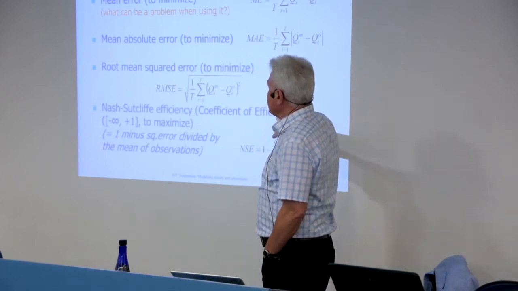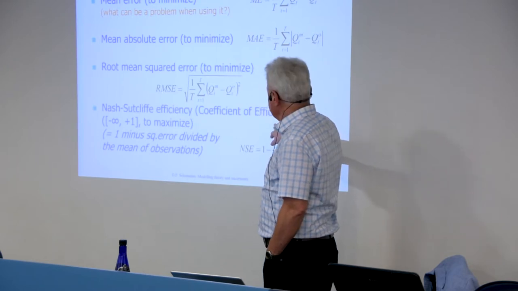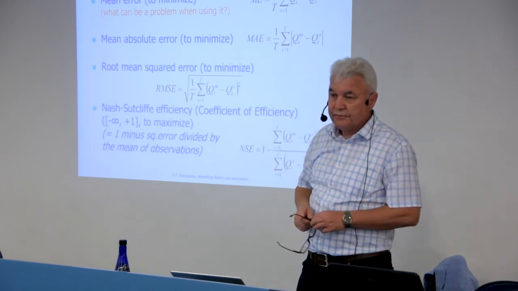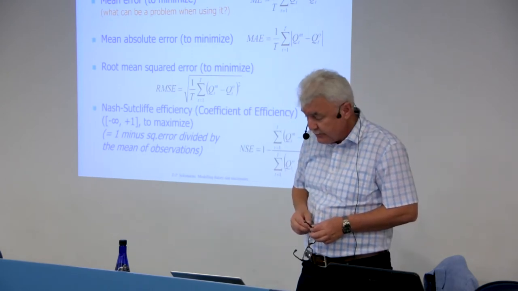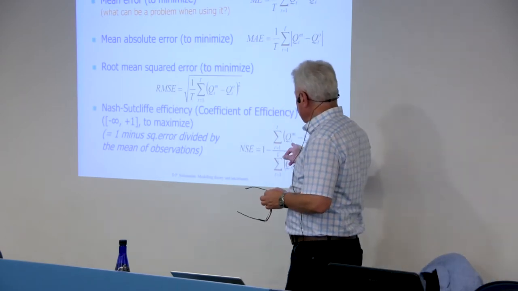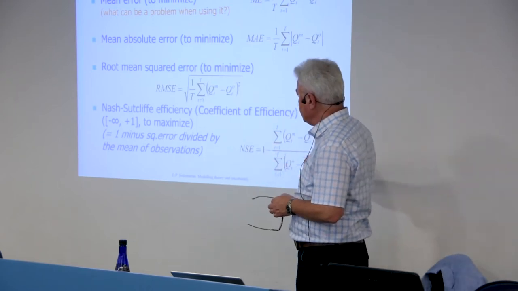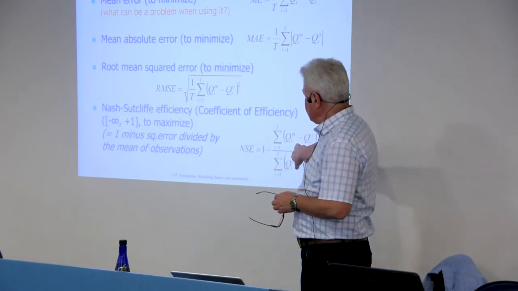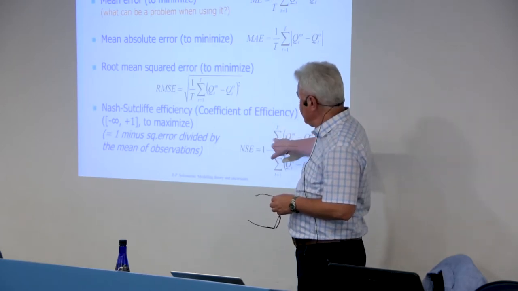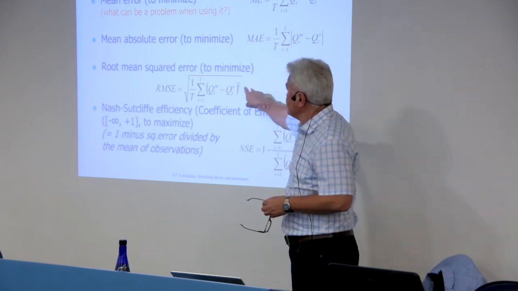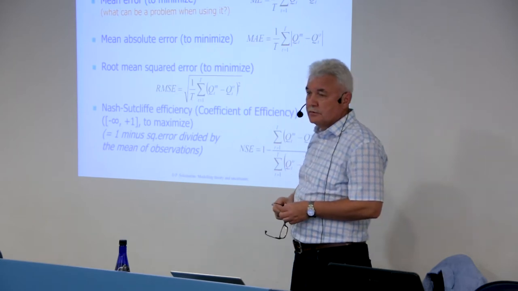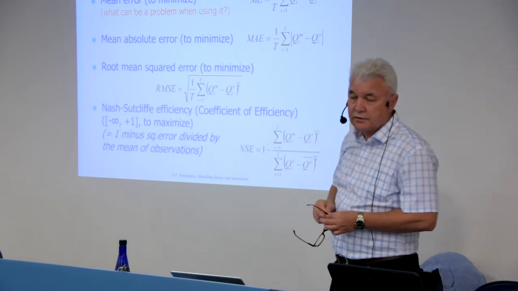Now, the Nash-Sutcliffe coefficient, efficiency or coefficient of efficiency. This measure is used in different sciences, and in hydrology it's called Nash-Sutcliffe efficiency, but in other places coefficient of efficiency, determination, and whatever, you see different names. So what do we measure here? Look, if you look at this error here, Nash-Sutcliffe efficiency, NSE, so what do we do? This is squared error. If you divide by T, it becomes average squared error. It's the same thing as here. You see this? And what is this?